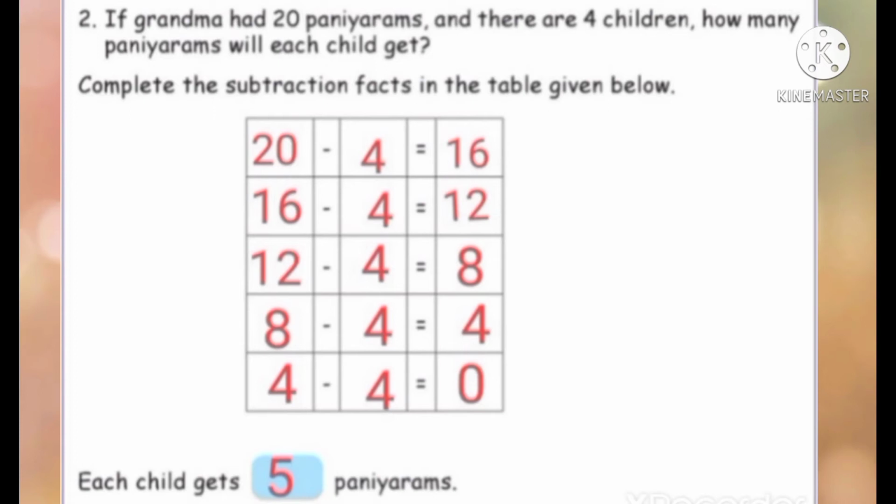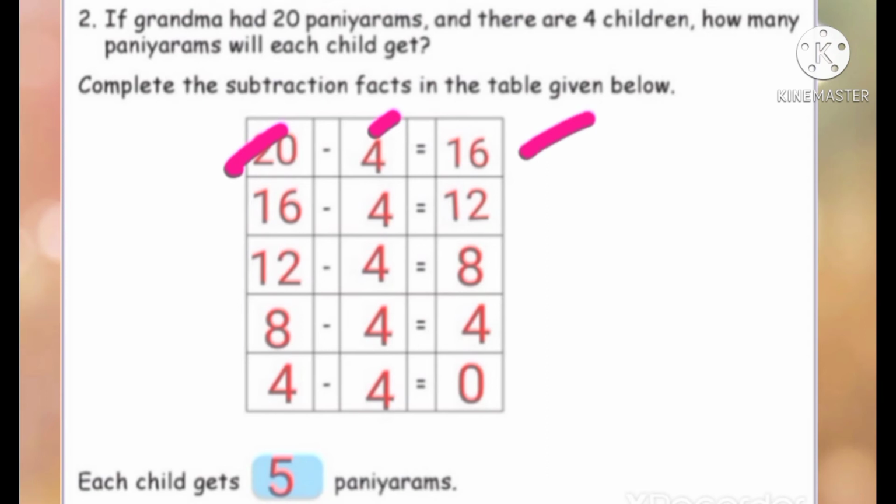Second sum, if grandma had 20 paniyarams and there are 4 children, how many paniyarams will each child get? Complete the subtraction facts in the table given below. So totally grandma had 20 paniyarams. How many children are there? 4 children. So one each to her children, 4. So 20 minus 4, 16.